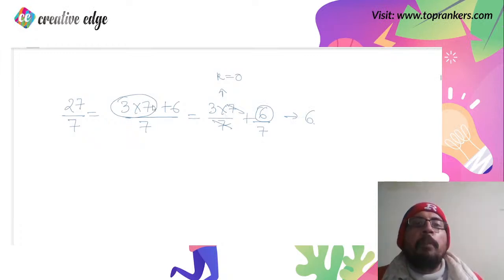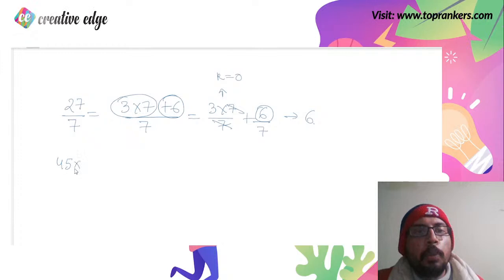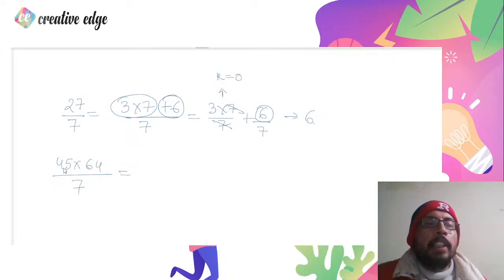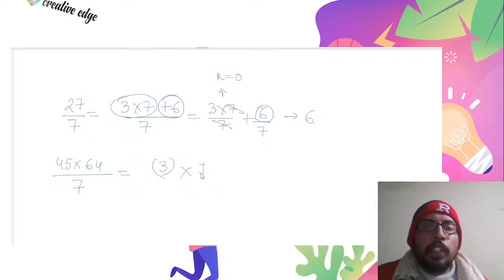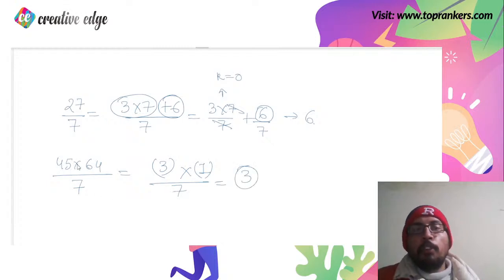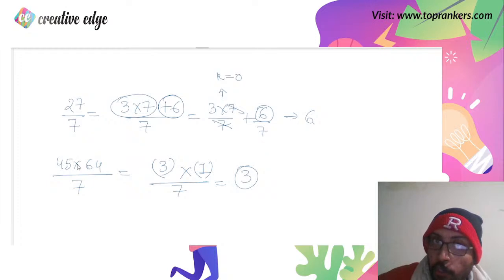So I can say that I am only interested in what is left. In the same way, if I were to find the remainder in 45 into 64 upon 7, what will be my remainder? I can see that 7 6s are 42, that means this 45 is 3 greater than 42, so I will be writing plus 3. 7 9s are 63, that means this 64 is 1 greater than 63, so that is 1 with the positive sign, upon 7. So I will be getting 3 as my remainder in this case. Even if you multiply 45 and 64 and divide by 7, I promise you, you will be getting 3 as your remainder. This is one of the approaches.